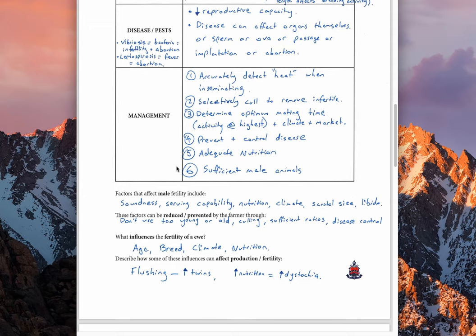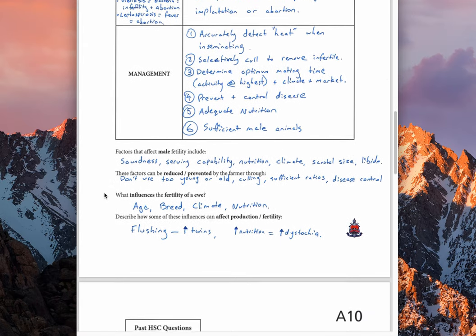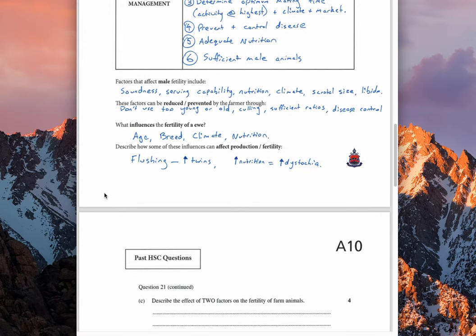And lastly, with management, if you're naturally mating animals and not doing it artificially through artificial insemination, etc., then you want to make sure that there are sufficient male animals to the number of females. If you just throw in, say, 1 ram into 1,000 ewes, clearly most of them aren't going to be pregnant, and the fertility rate will be very low.